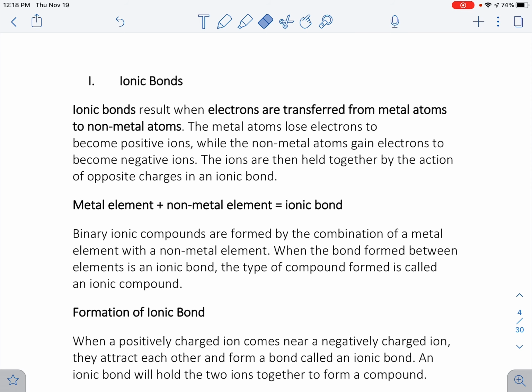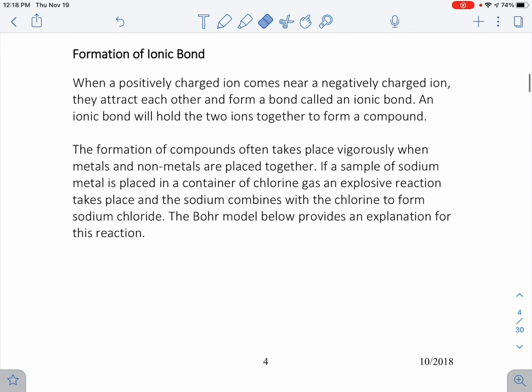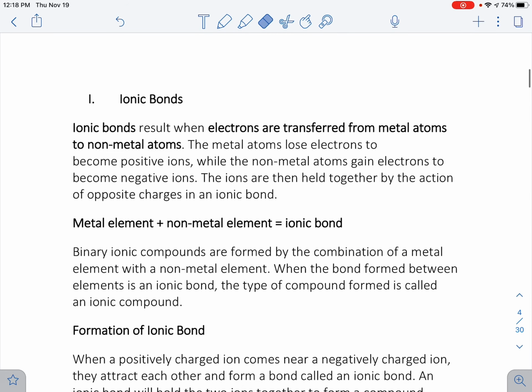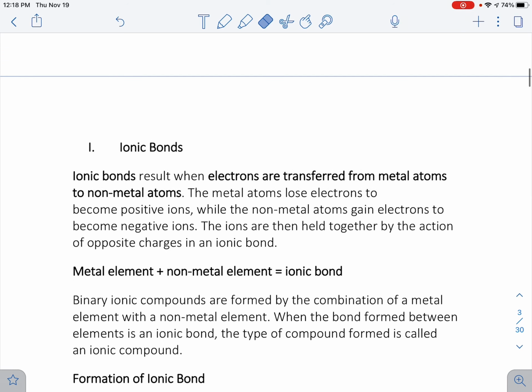All right. So from that point, we want to talk about some of these chemicals. And to start talking about chemicals, we need to start talking about why they are stuck together at all. One of the ways that we can stick 2 atoms together is something called an ionic bond. We discussed this at the end of a lesson last booklet. Ionic bonds result when electrons are transferred from metal atoms to non-metal atoms.